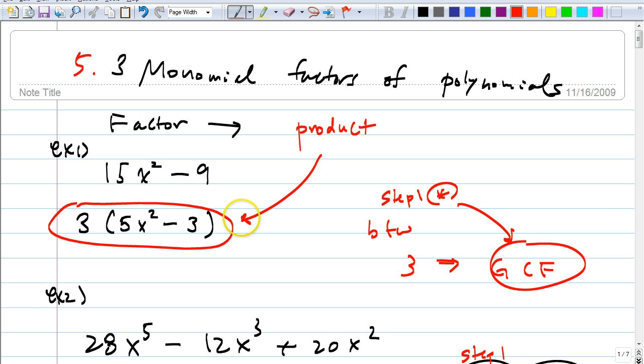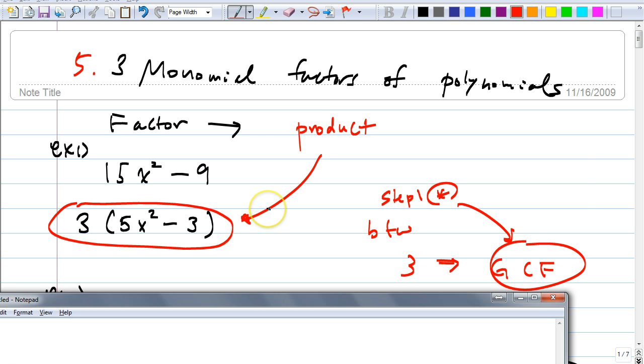And have we written something as a product? Yeah, it's 3 times that binomial, 5x squared minus 3. Isn't that right? Do you see what I mean by factor? When I say factor, keep this in mind, guys, because this whole chapter 5 is about factoring, okay? Whole chapter. It means to write something as a product. For most of the times, it's going to be write a polynomial as a product.